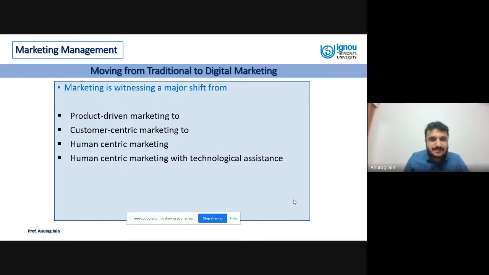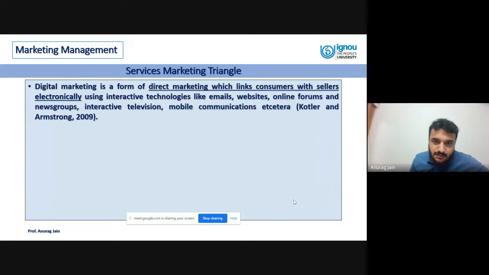This is the shift we are seeing, and now we'll be talking about major things in the context of digital marketing. Just ignore this title, it is there by mistake. I'm talking about the definition of digital marketing here. So what is digital marketing? It is any form of direct marketing which links consumers with sellers electronically using interactive technologies like emails, websites, online forums, newsgroups, interactive television, mobile communications, etc. This is the definition given by Kotler and Armstrong in 2009.